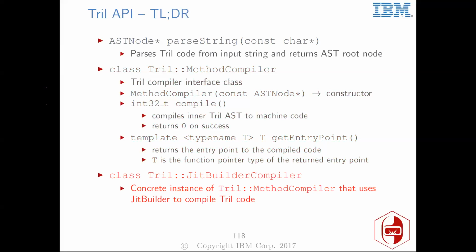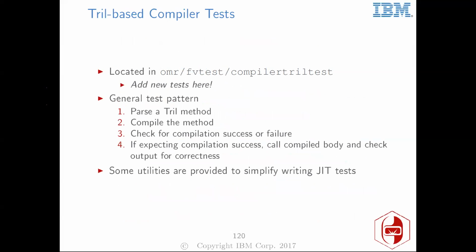Next, we need a concrete instance of this interface, which is going to use, as I've mentioned already, JIT Builder as the backend. And for the purposes of these tests, the only header we need to include is the JIT-builder_compiler.hpp header, which is going to include everything else we need from Tril. With these testing utilities for controlling Tril, we can now start talking about the compiler tests that use Tril.